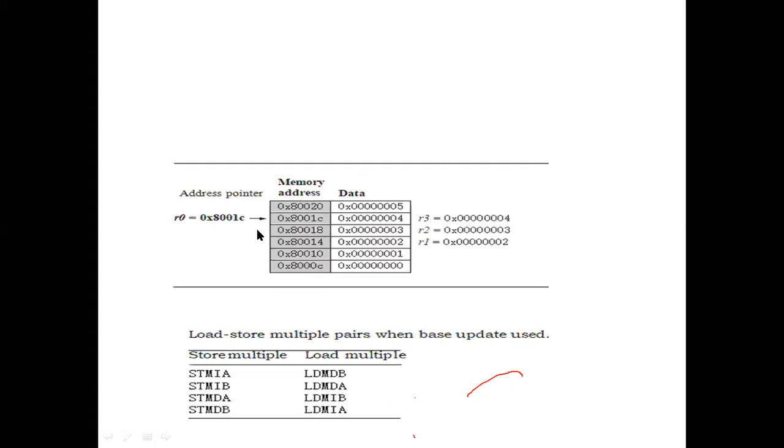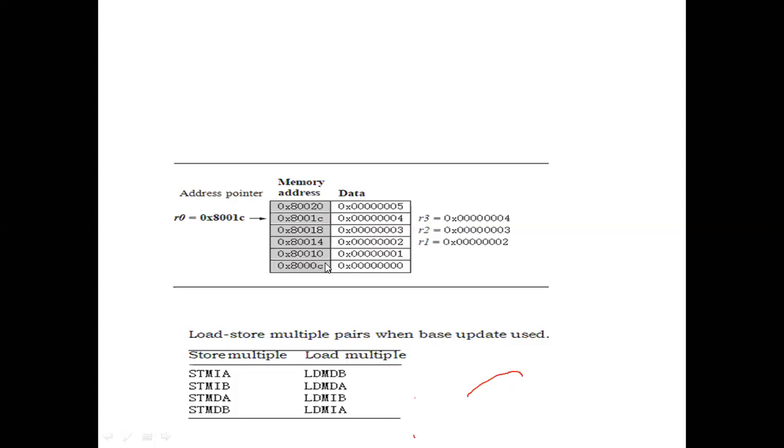So for the load and store instructions, now the pre-increment here. What is that? Before loading the things, 80010 was there, right? So before fetching the value, I'm incrementing the value of R0. It becomes 14, right? So value at 14 is 2. So that will be loaded into R1. R1 will have the value 2. Then we'll increment the value of R0 again. It becomes 18. So value at 18, it is 3. That will be loaded into R2. And again, it will be incremented by one more word. So it becomes 1C. Value at 1C, it is 4. And that will be loaded into R3.